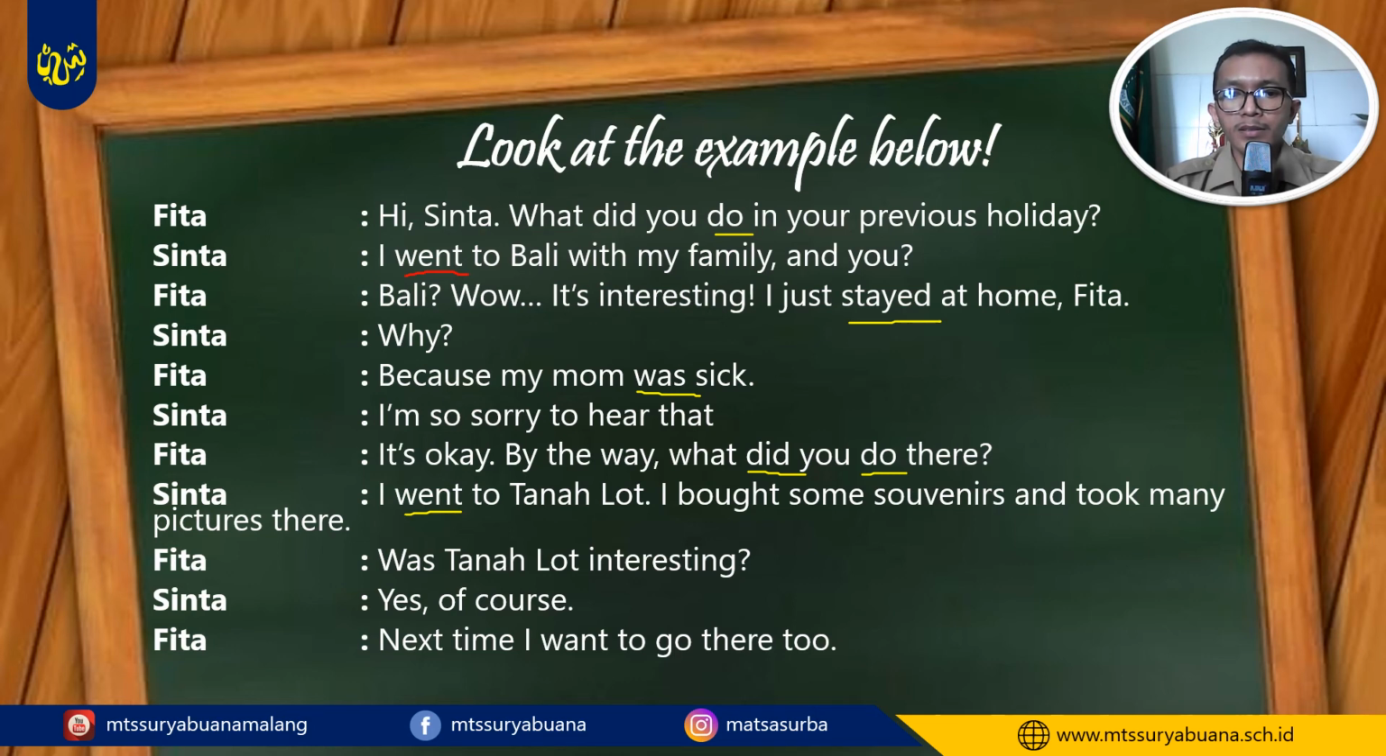Why does this sentence not use go? I go to Tanah Lot, no. This sentence uses went because this activity already happened in the past. I went to Tanah Lot. Next, I bought some souvenirs and took many pictures there. The verb is bought. Bought is the second verb of buy, membeli. In this sentence, we use bought because this activity already happened in the past.